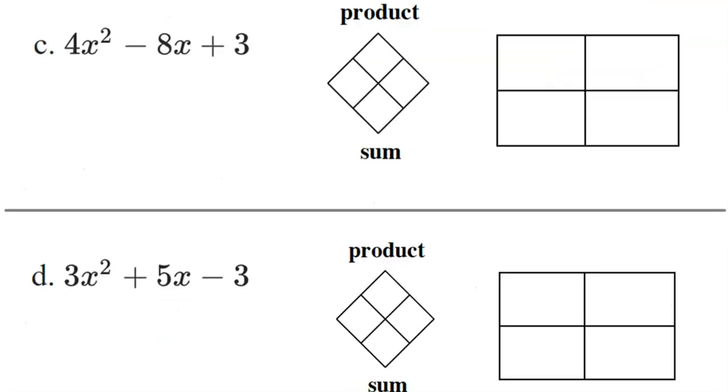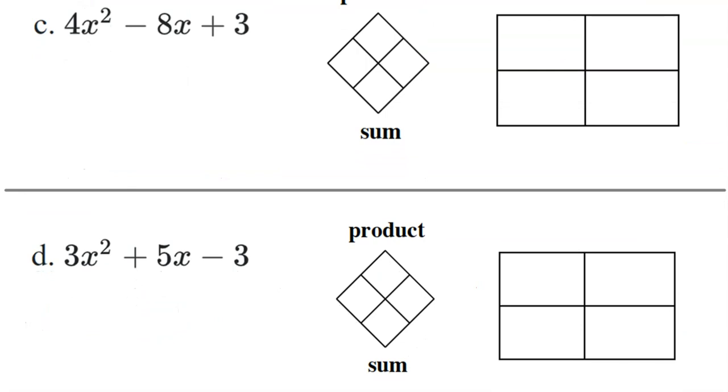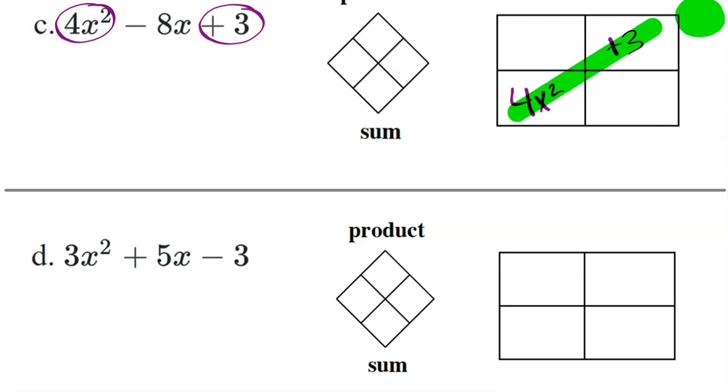Okay, last two. So let's see if we can get this. Okay, so we know that 4x squared, and we know that 3 plus 3, and we know that if we multiply them, they're going to give us a number, and that number is going to go here. And so that's going to be 4 times 3, which is nothing more than 12. So that's 12x squared. So I'm just going to focus on the numbers, which is 12.